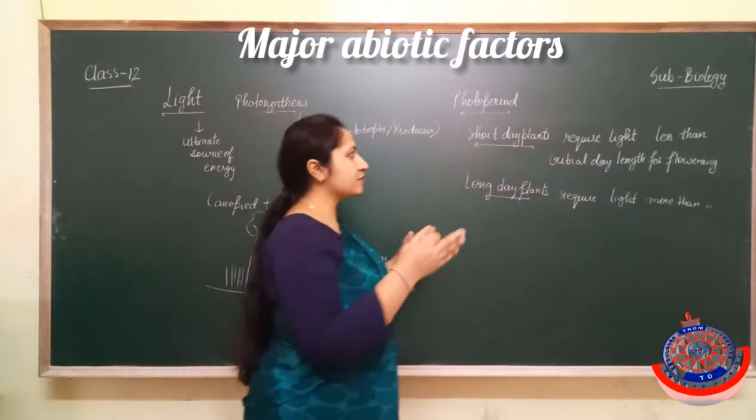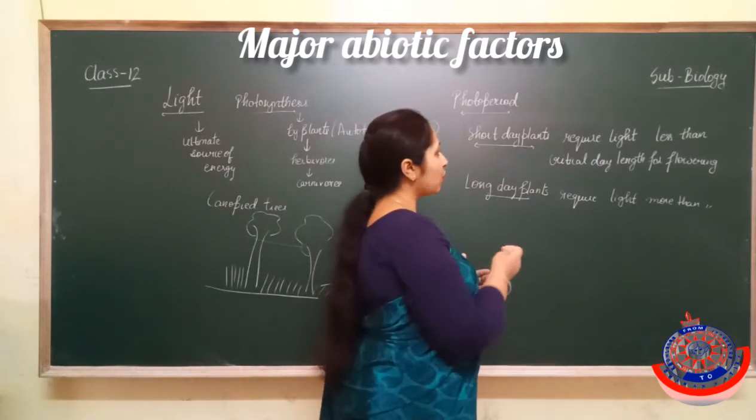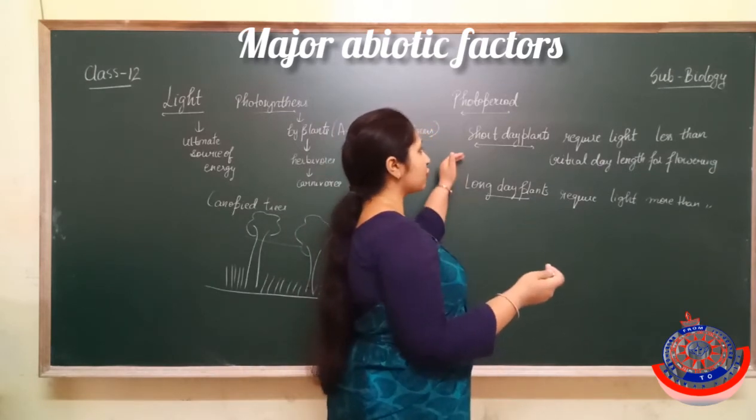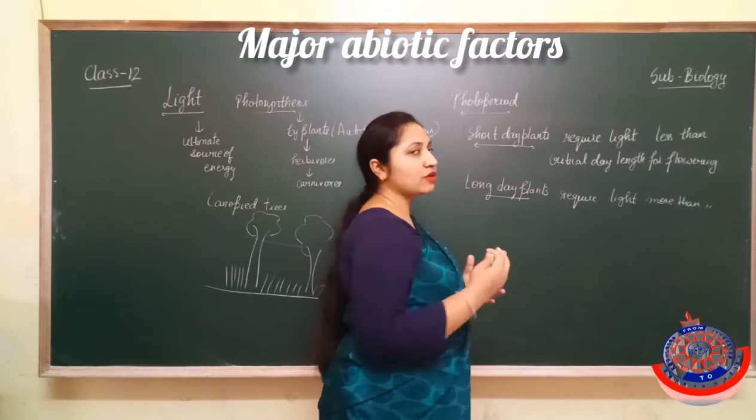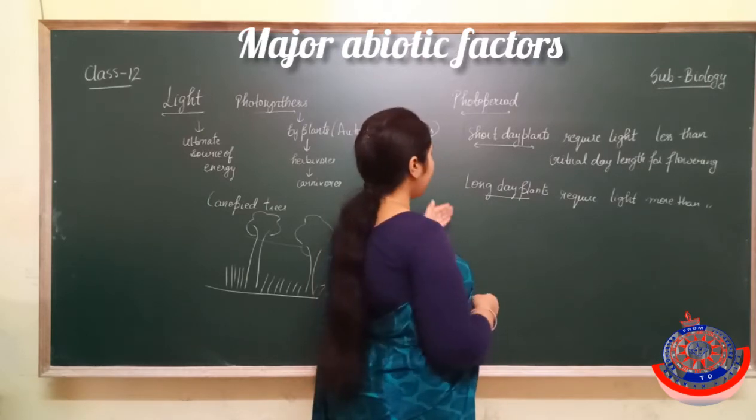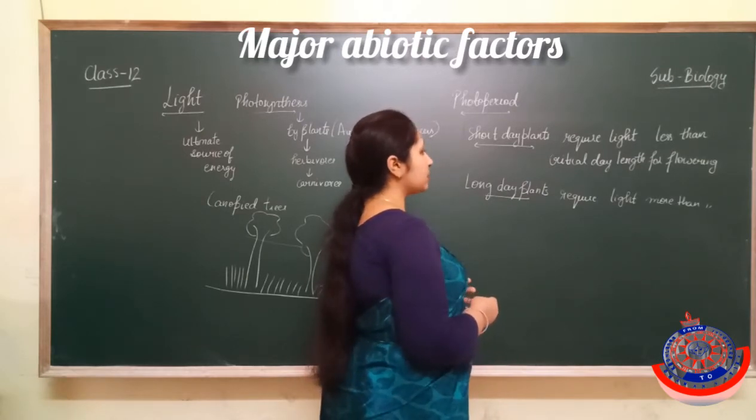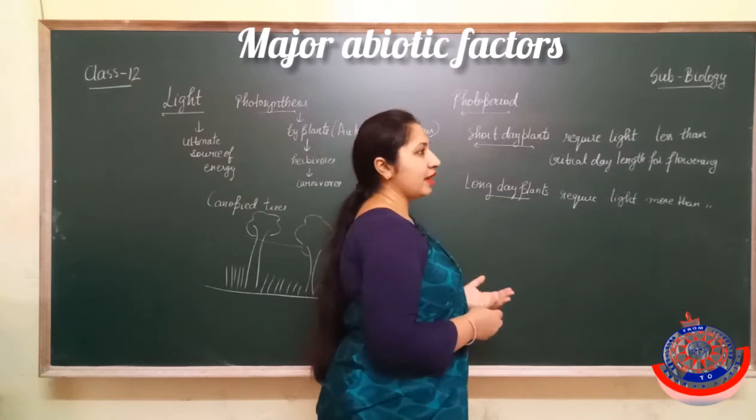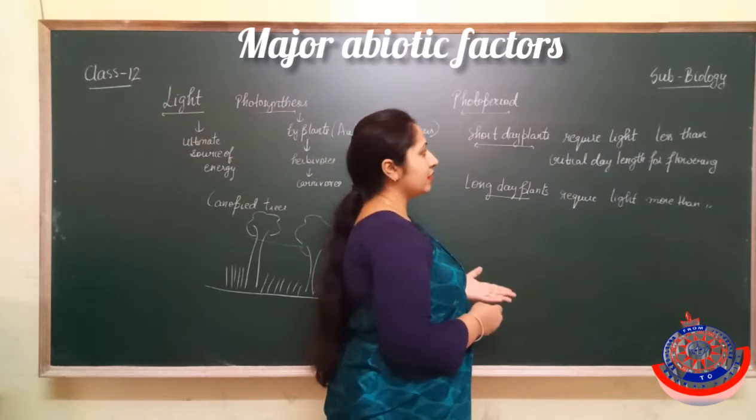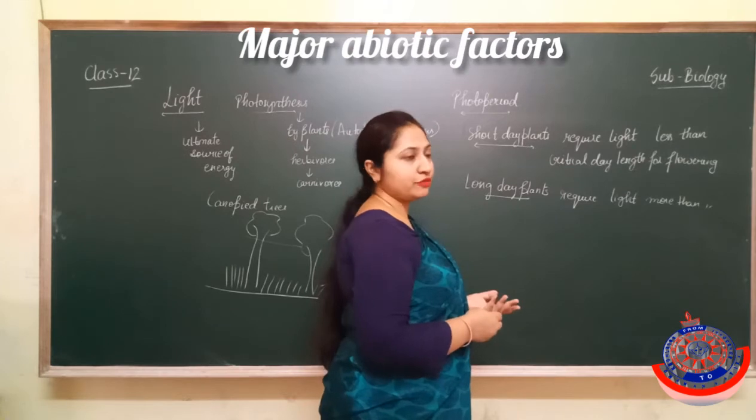It means that if short day plants get light more than the critical day length, then they will not flower. Similarly, in the case of long day plants, if they get less light than the critical day length, then also they will not flower.